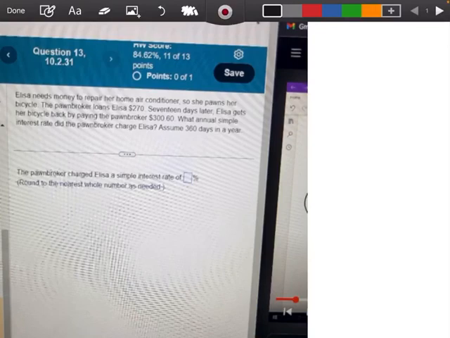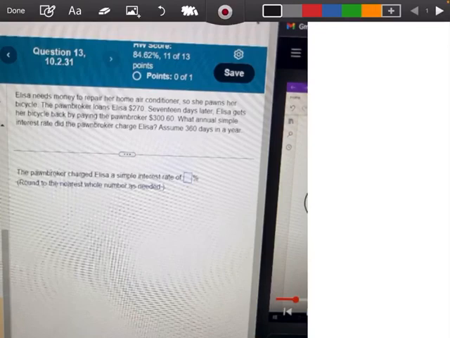Alright, y'all. So this is problem number 13 out of 10.2. The problem here says Elisa needs money to repair her home air conditioner. So she pawns her bicycle. The pawnbroker loans Elisa $270. 17 days later, Elisa gets her bicycle back by paying the pawnbroker $300.60. What annual simple interest rate did the pawnbroker charge Elisa? And it says assume 360 days in a year.